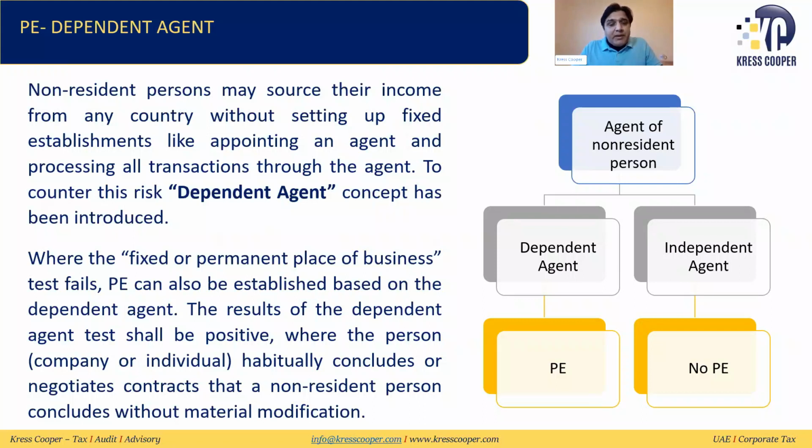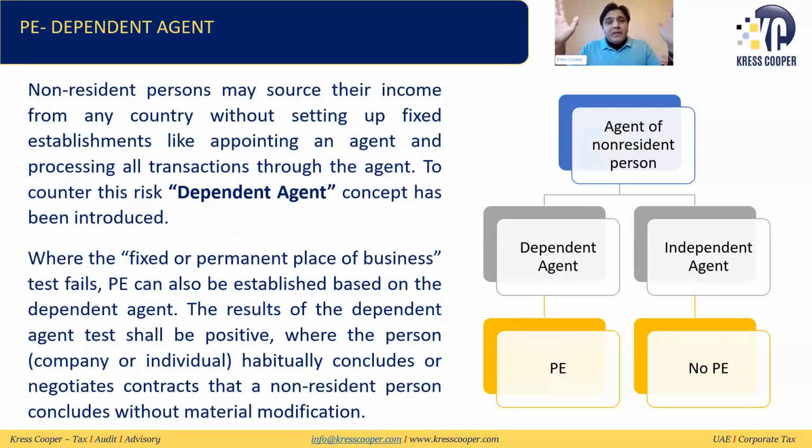If someone is a dependent agent who is exclusively working for the non-resident person, who concludes contracts on behalf of the non-resident person, who negotiates contracts on behalf of the non-resident person, and the non-resident person is approving those contracts with minor modifications or without any modification, then it will be assumed that the dependent agent is exclusively working on behalf of the non-resident person. This dependent agent has the authority, controls, and powers to negotiate and act on behalf of the non-resident person. Then it will be assumed that the non-resident person has a PE in the UAE.